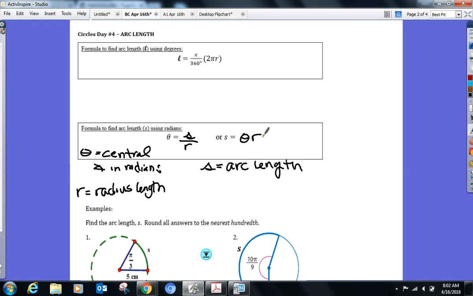Again, when do I want to use this formula? If I'm asking for arc length, but the angle is now in radians and not degrees. I'd use that one in degrees, this one in radians. All right, let's try it out.